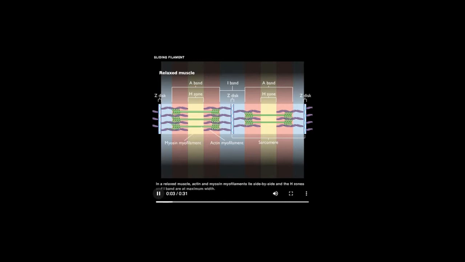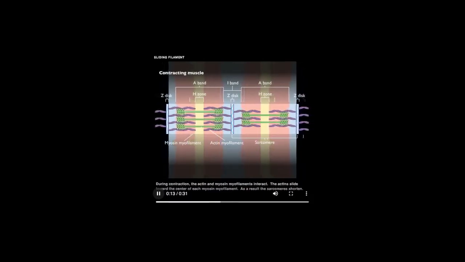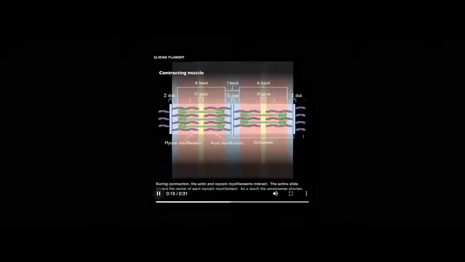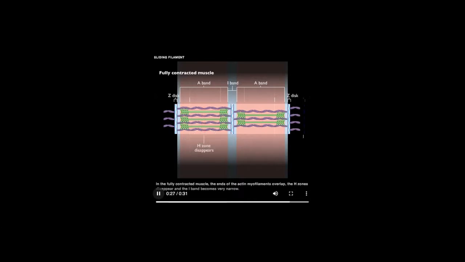Actin and myosin myofilaments lie side by side, and the H zones and I band are at maximum width. During contraction, the actin and myosin myofilaments interact. The actins slide toward the center of each myosin myofilament. As a result, the sarcomeres shorten. In the fully contracted muscle, the ends of the actin myofilaments overlap. The H zones disappear, and the I band becomes very narrow.